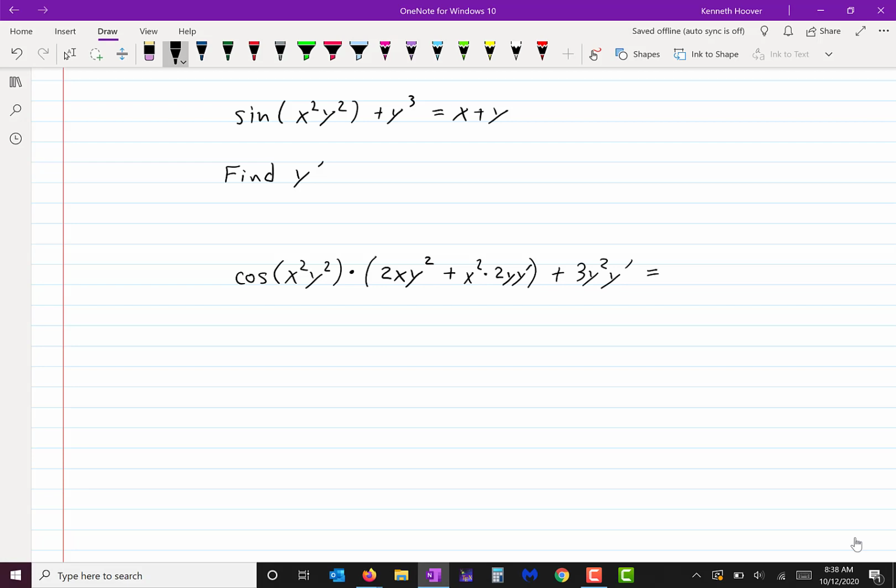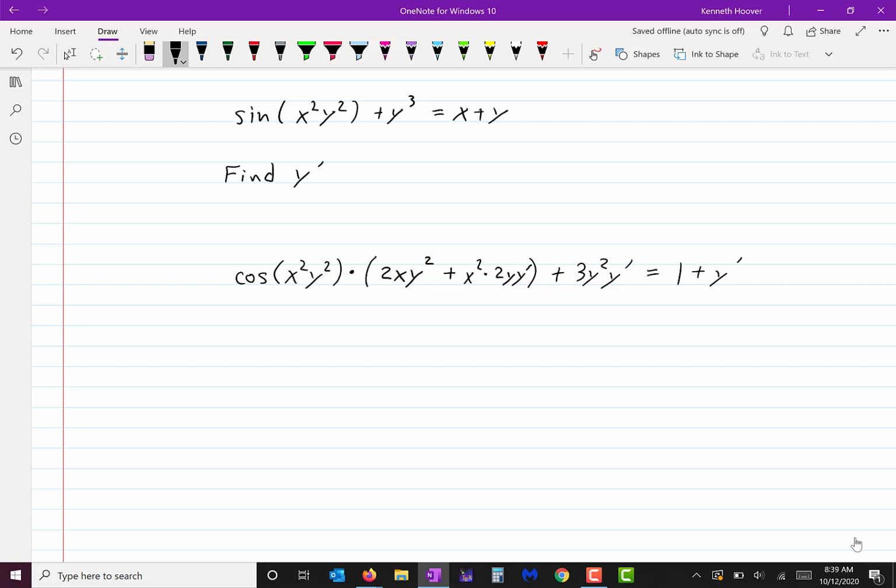And on the other side, we have x. The derivative of that is 1. Plus y. The derivative of that is y prime. How come the derivative of x is 1, but the derivative of y is y prime? Because we are treating y as a function of x. So we're finding the derivative with respect to x. That's why the derivative of x is 1. Okay? And the derivative of y is not 1 because y is a function of x, and we're doing the derivative with respect to x, not with respect to y.